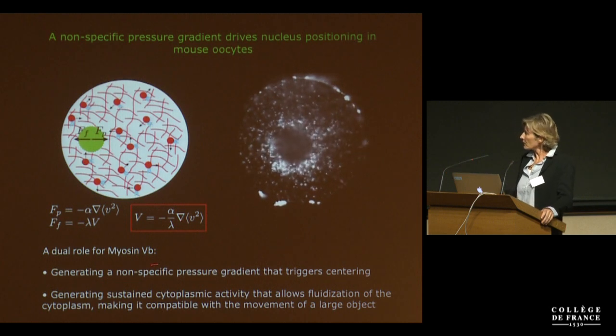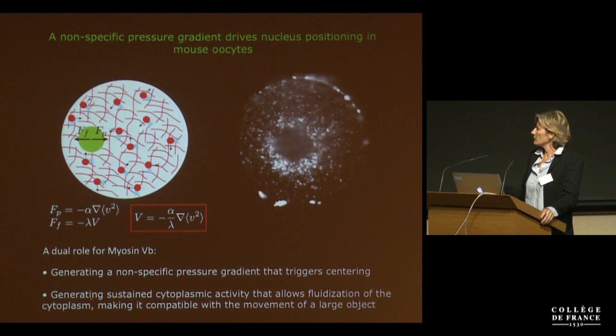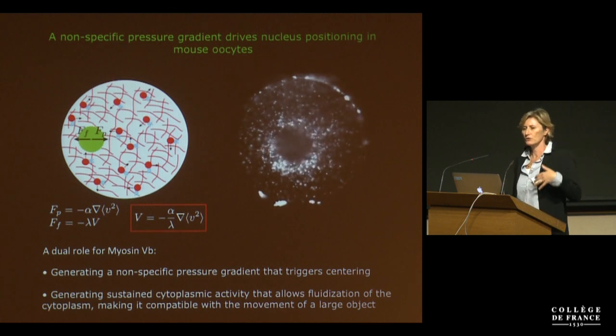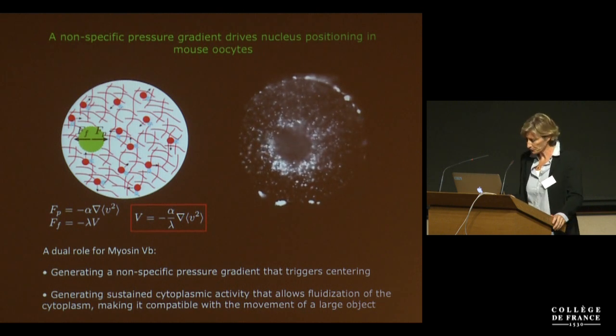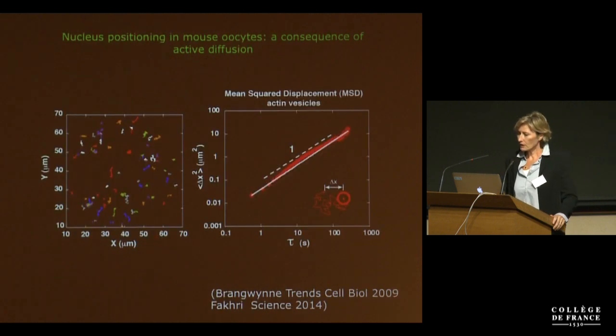And so, myosin 5B has a dual role. It permits the generation of a non-specific pressure gradient that triggers the centering, but it also indirectly generates a cytoplasmic activity that allows the fluidization of the cytoplasm, which makes it compatible for the movement of such a large object as the oocyte nucleus. So what Maria also analyzed was the behavior of these actin-positive vesicles.